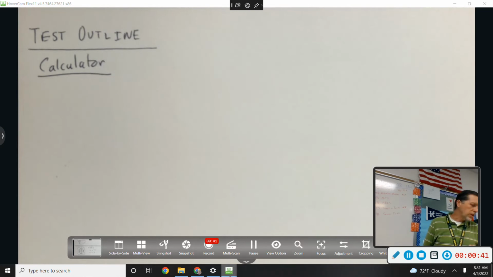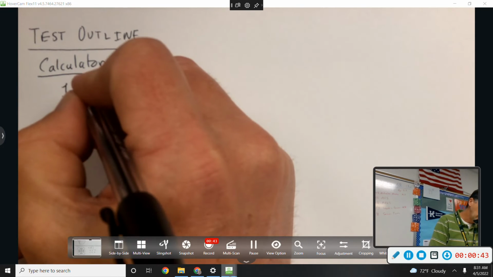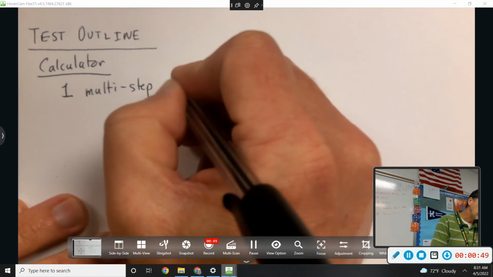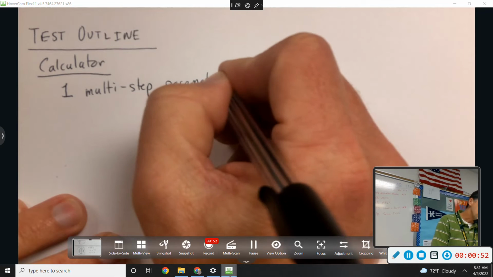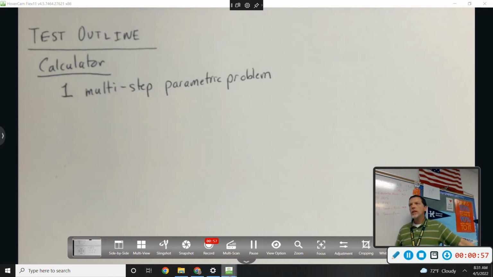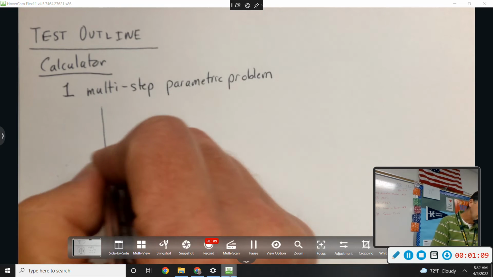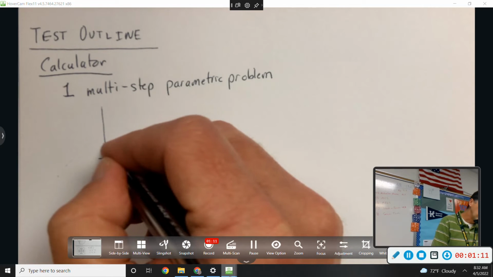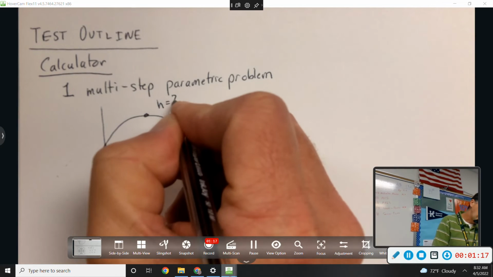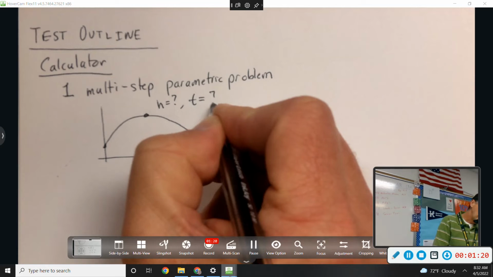part. So we'll start with the calculator part, and it's really just one multi-step parametric problem. So I don't know how you want to count that. Is it one problem or is it four problems? It's one set of equations that you type in the calculator, and then we ask for four different things. It's really similar to one on the review. I think it asks for the height and the time at the top.